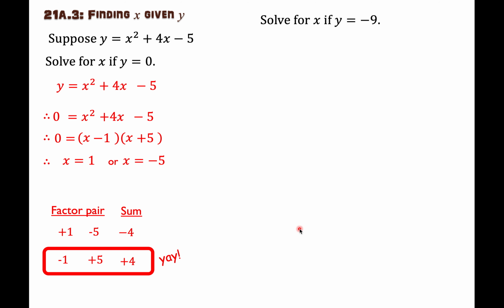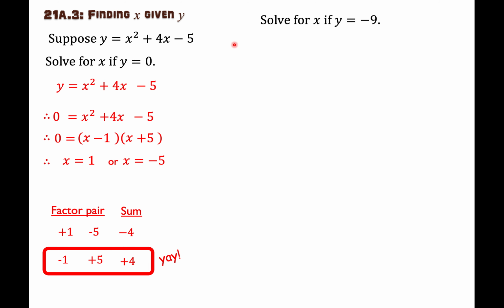Oh, another mystery and area video. That's cool. I'm just doing the second half of this problem. We've already done the first half, so we've found all the answers that x could possibly be if y was 0. But what if it's not? What if y is a different number? What if y is -9?